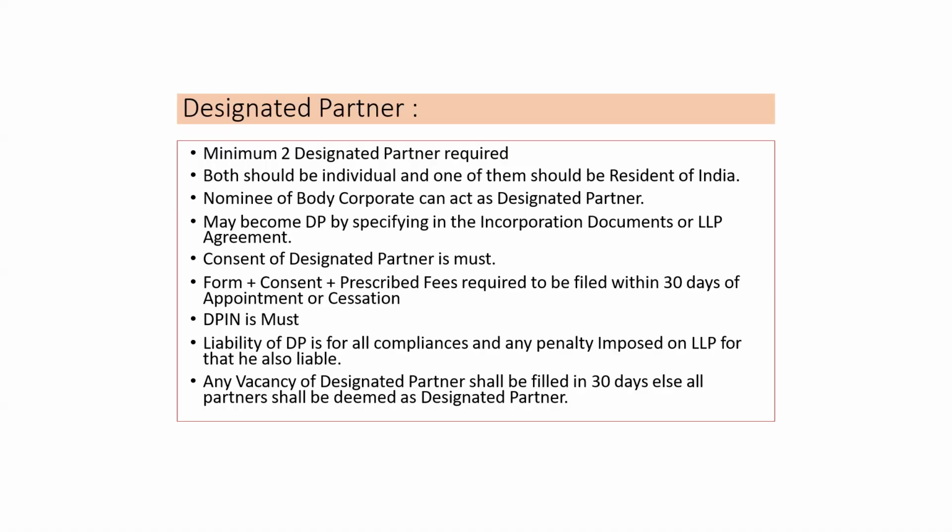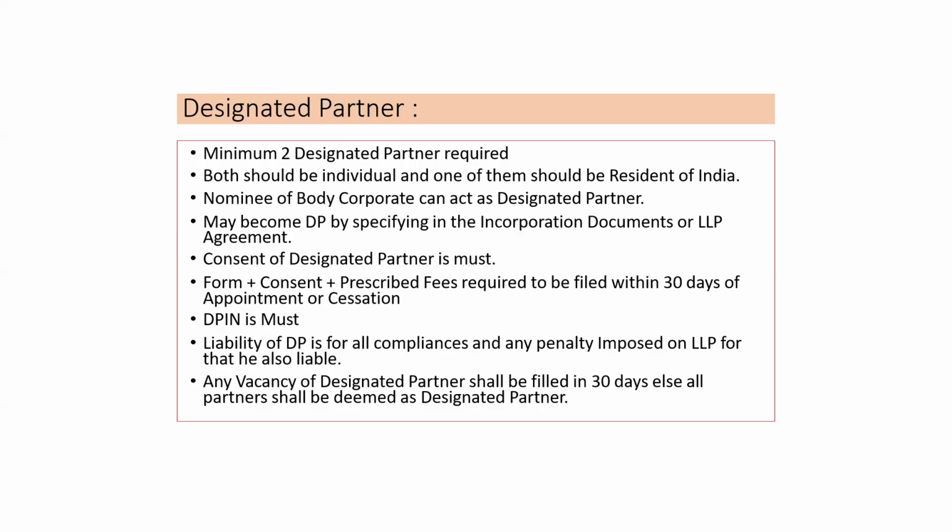Designated partner, important concept है. Minimum 2 designated partners are required. ठीक है. Both should be individuals and one of them should be resident in India. ये भी important है. ठीक है. Then nominee or body corporate can act as designated partner. ठीक है. He may become designated partner by specifying in the incorporation document or LLP agreement. Consent of designated partner to act so is a must.